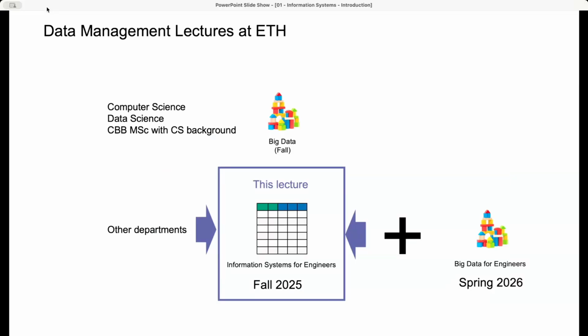So I have several courses that I offer. This is information systems for engineers. There is big data for the master students only in fall, and big data for engineers, which is the same course but for all departments. So information systems for engineers and big data for engineers are for everybody from all departments at ETH who want to learn about these things with various backgrounds.